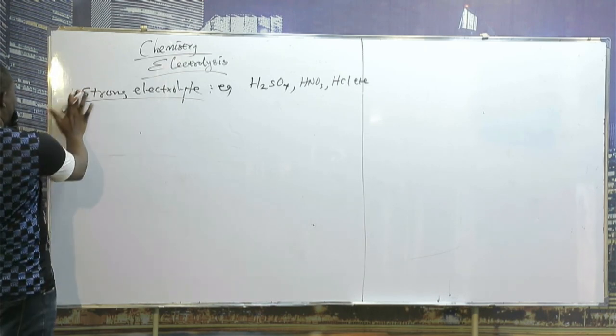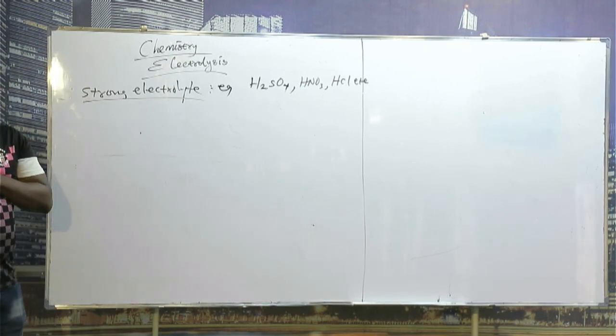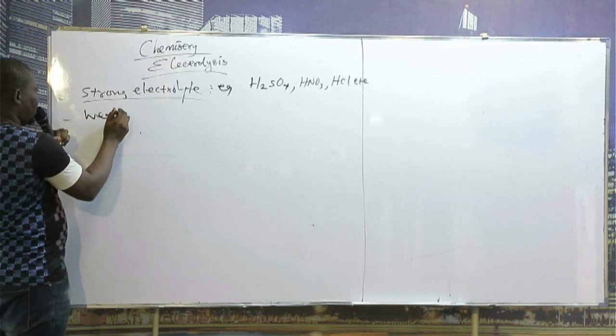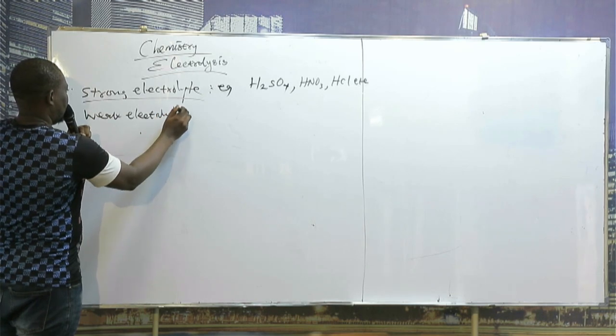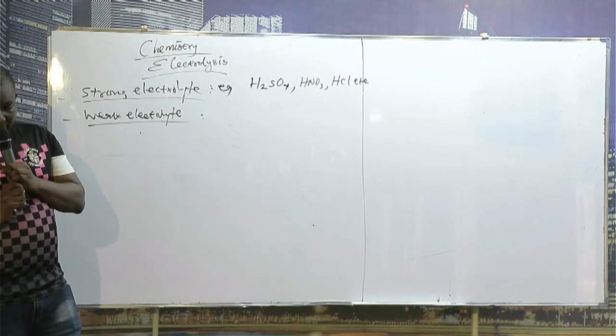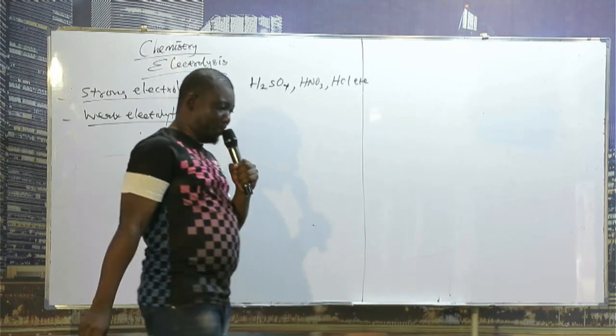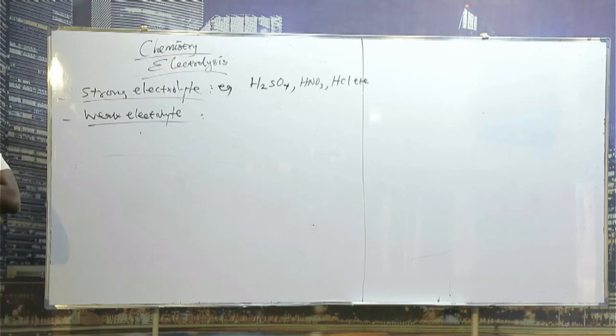Next, I'm not using number one, I'm using this hyphen, please, because the main number one is the electrolytes. The next one is weak electrolytes. These are compounds that dissociate partly in their solution. Partly can mean partially. And then they show very low electrical conductivity and mobility.